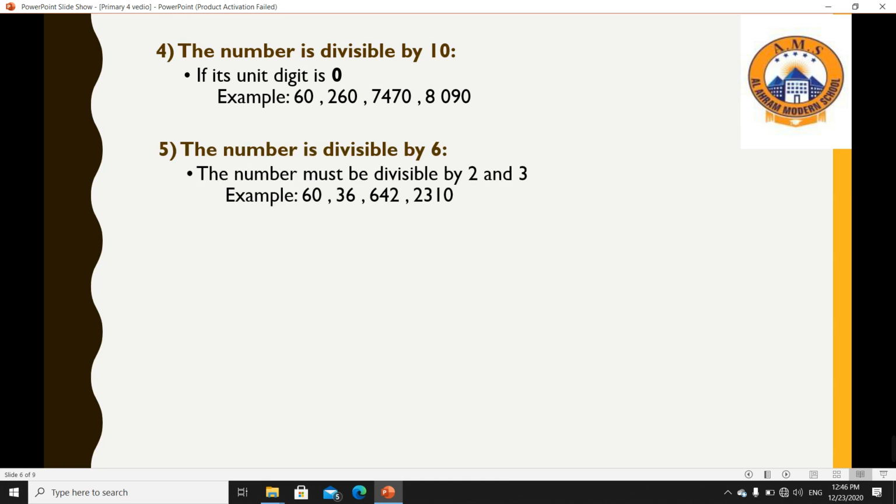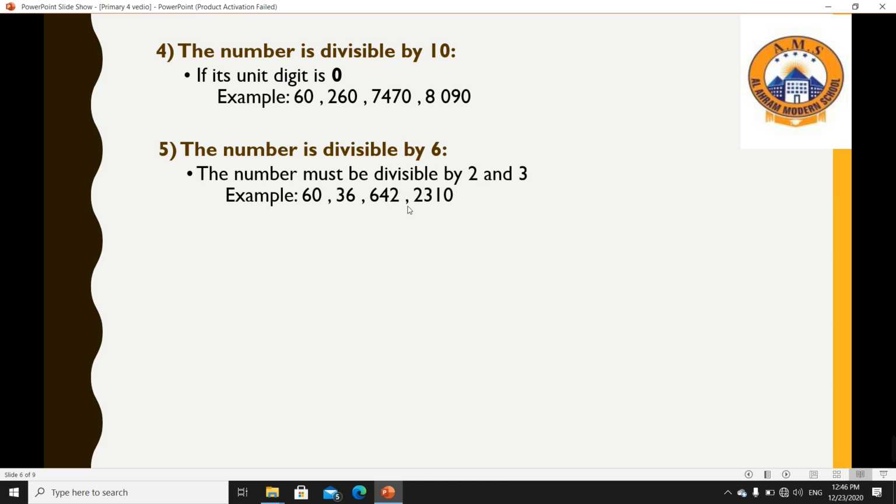To check that a number is divisible by 6, I have to do 2 things. Check it 2 times. Why 2 times? Because I will check: is it divisible by 2, yes or no? Is it divisible by 3, yes or no? If it's divisible by 2 and 3, that means that it's divisible by 6. So let's check.